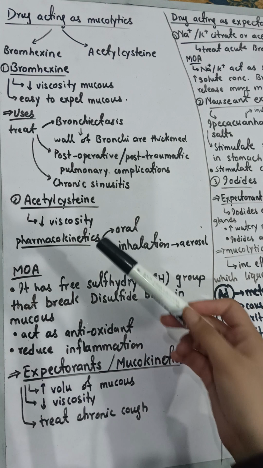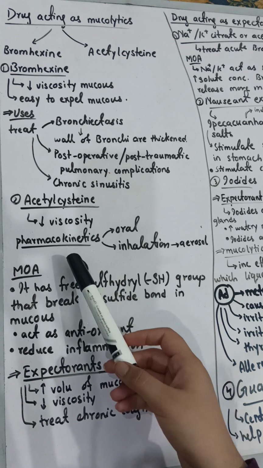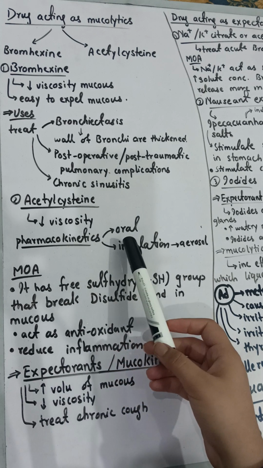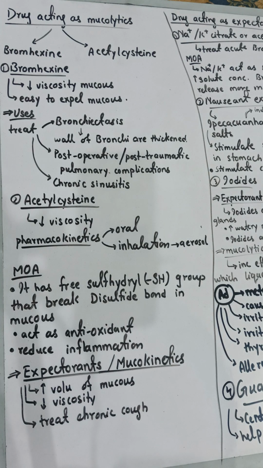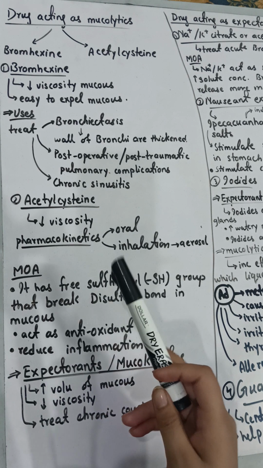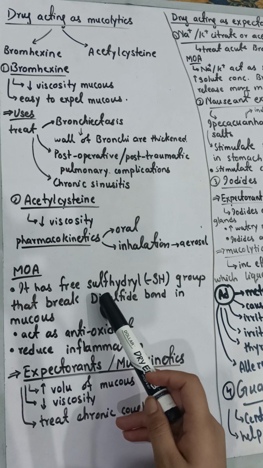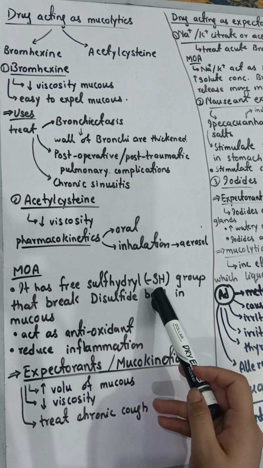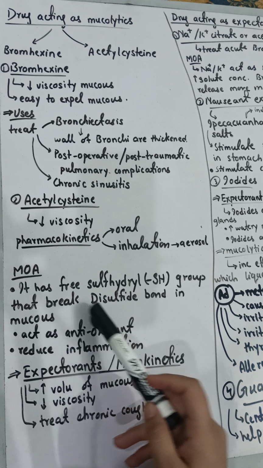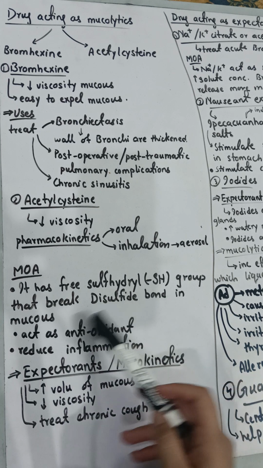The second drug is acetylcysteine. It also decreases the viscosity. Regarding pharmacokinetics, it can be given orally or in inhalation form, so aerosols of acetylcysteine are used in order to provide relief. The mechanism is that acetylcysteine contains free sulfhydryl groups, the SH group, so they break the disulfide bonds in the mucus.